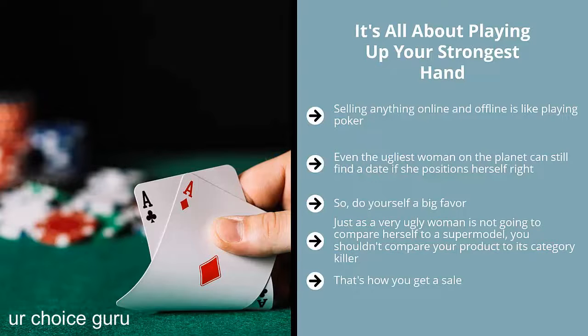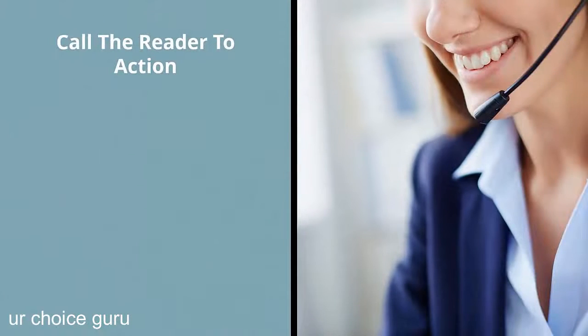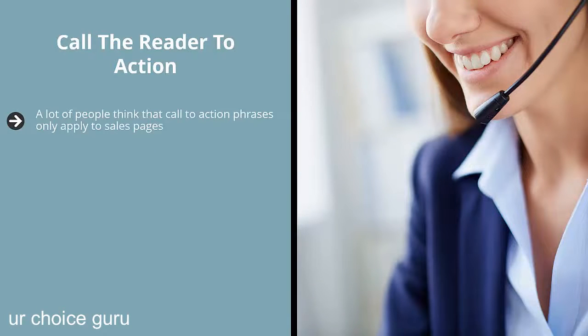That's how you get into the head of even the most skeptical consumer. Call the reader to action. A lot of people think that call to action phrases only apply to sales pages. They're clueless about the fact that even content pages have to have a call to action. You have to understand that if consumers are unclear as to the next action they're going to take, they can be relied on to do nothing.